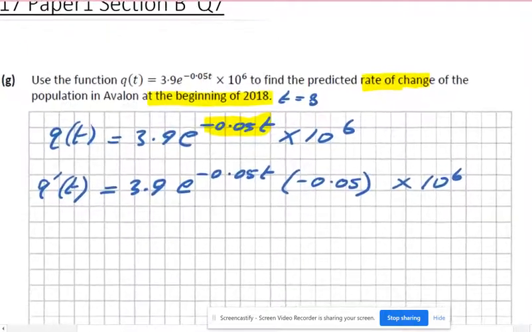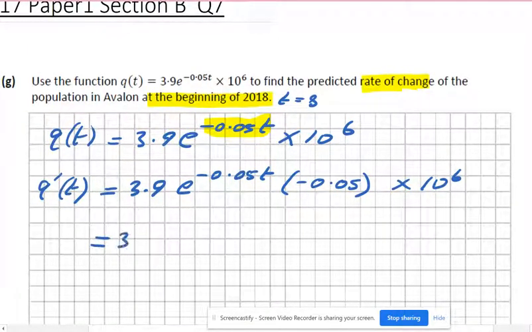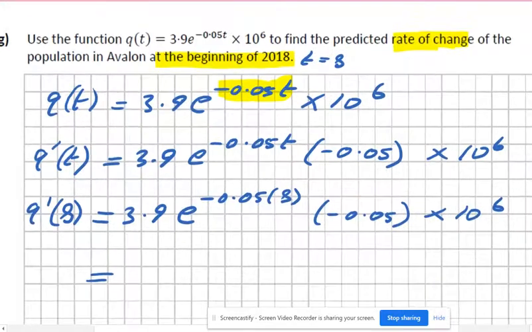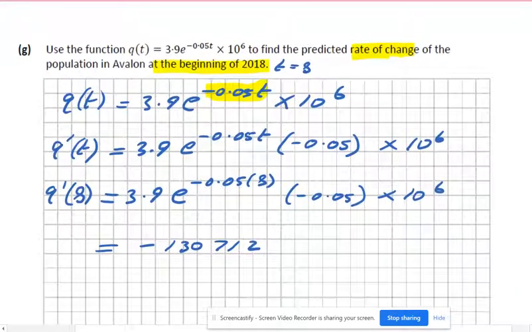And we have to work this out at the time, of course, t equals 8. So the rate of change when time is 8, you put in 8 for time, and you get 3.9 e to the power of minus 0.05 times 8, multiplied by minus 0.05, multiplied by 10 to the power of 6. And when you put all that in the calculator, there's a minus in there, so it comes out as a decrease. You end up with minus 130.712. So that's it. At the beginning of the year 2018, the population is decreasing at a rate of roughly 131,000 per year. That's the rate the population is decreasing at. And that's the end of that exam question.